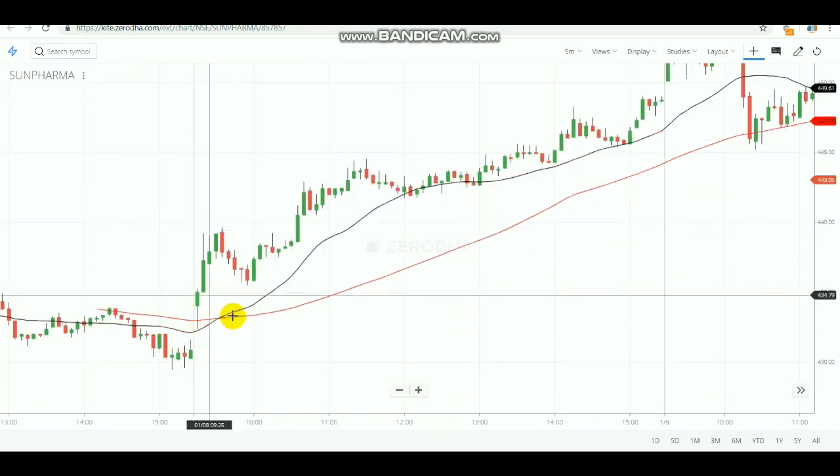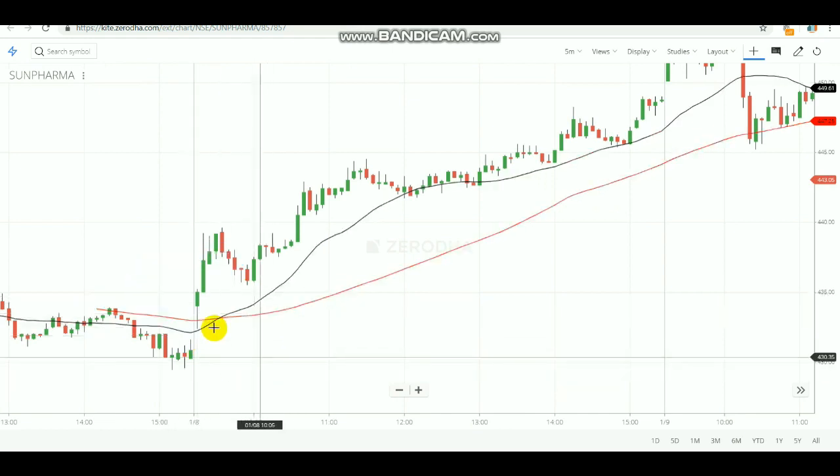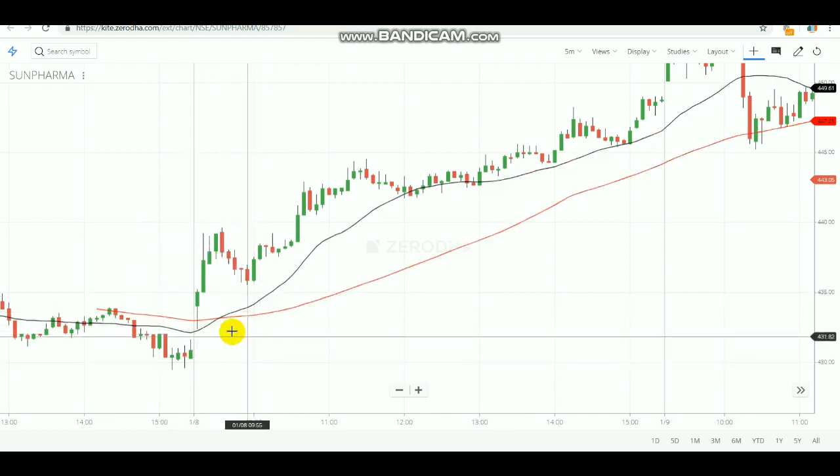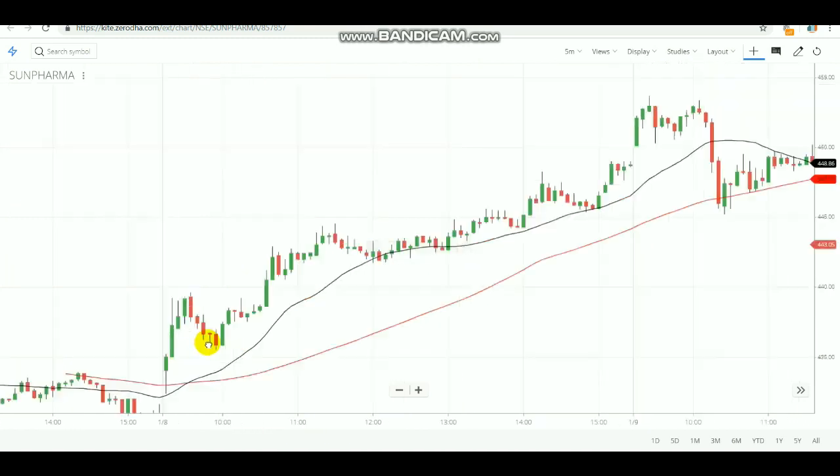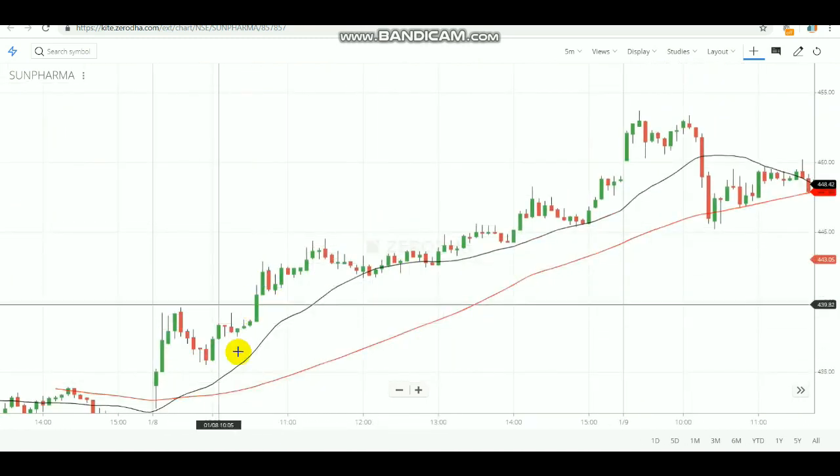And then here the buying has happened. Here the crossover has happened. After this black line has crossed over, you would have bought at this point. So around this time you would have earned more points.